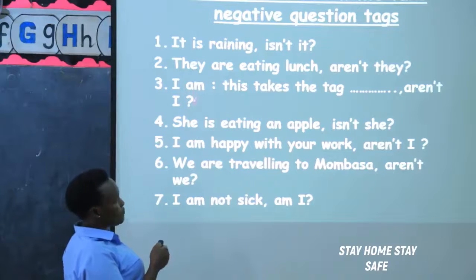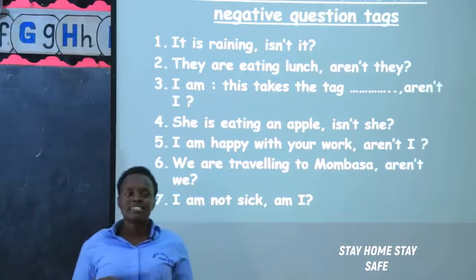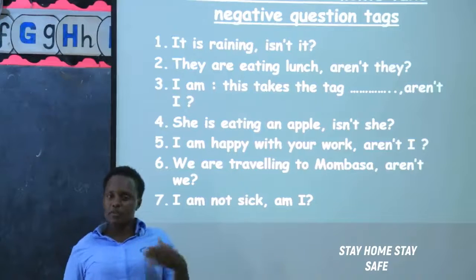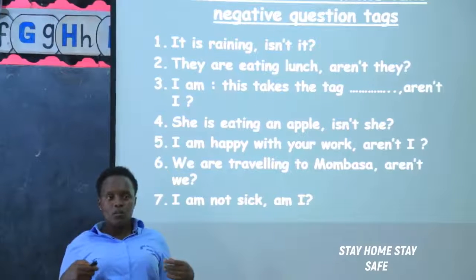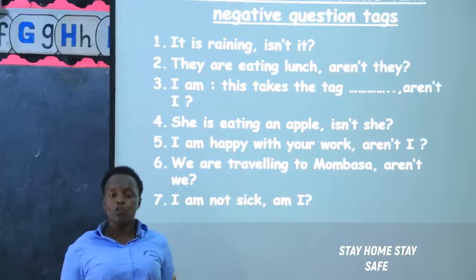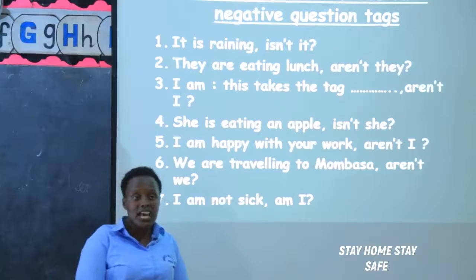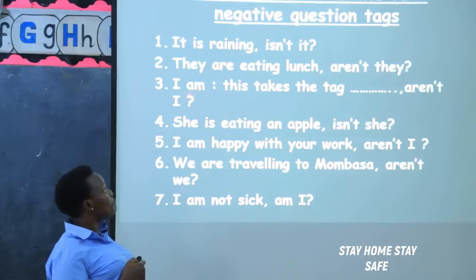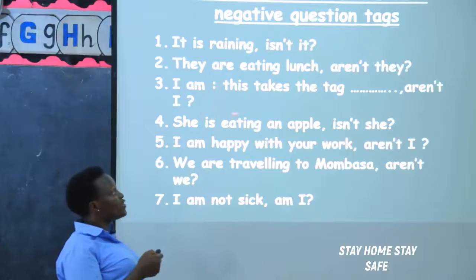When you're talking about yourself and the sentence is affirmative, I am sick, I am eating, I am running, we use aren't I for the question tag. For example, I am sick, aren't I? I'm learning English, aren't I? I'm writing, aren't I? So remember that when we have I am in an affirmative sentence, then we use aren't I.